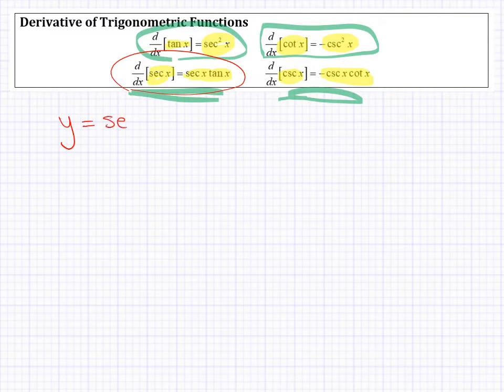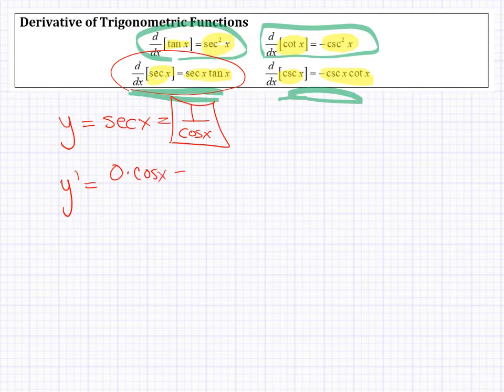So we have secant x, that's what we're trying to take the derivative of. I'll write it as 1 over cosine x and take the derivative of that instead. And then that'll tell me what the derivative of secant is. So then y prime, if I use this, would have to apply the quotient rule. The derivative of 1 is 0 times the cosine x, minus 1 times the derivative of cosine x, which would be minus sine x, over the denominator squared, so cosine squared x.